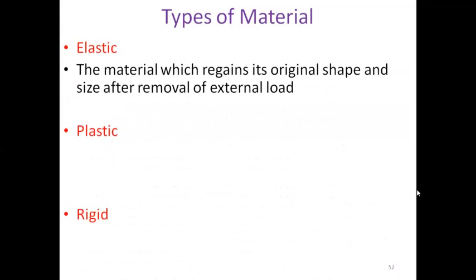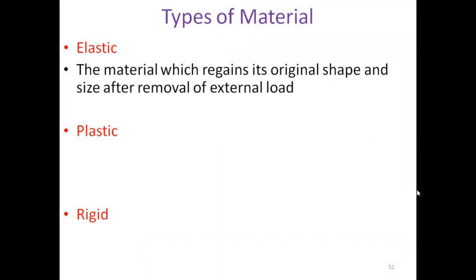So as a first part, we need to study the types of material. So we have elastic, plastic, and rigid. So what is elastic material? Anyone can answer. What is elastic material? Sir, the substance which can retain its shape. Yes, correct answer. The material which regains its original shape and size after removal of external load.